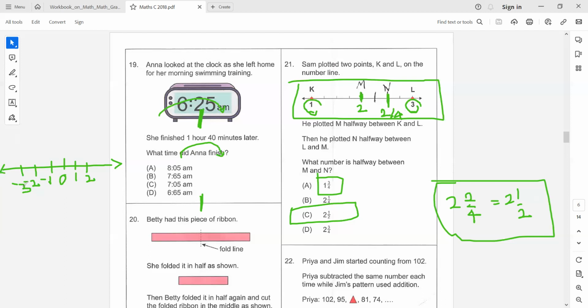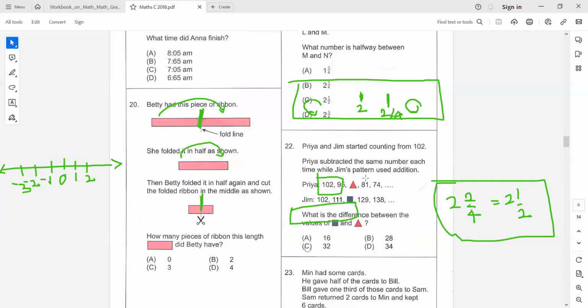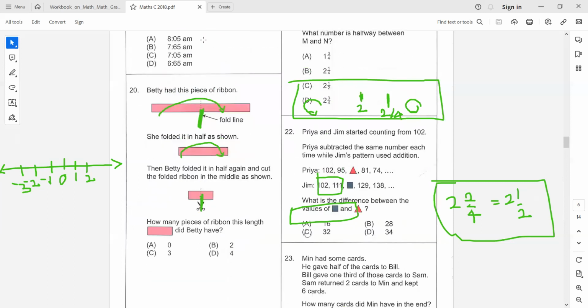Now, if you mark this way, it's going minus. This right side is positive, the other side we call negative. -1, -2, -3. Next time in the exams, they may give a number line on the negative side. Then you have to work out, this is going increasing negative numbers, right? Yeah. Okay. What is the next question? The next question was number 24.